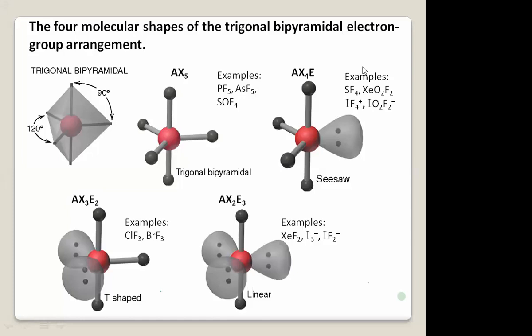Molecules that follow that are presented on the slide. You have SF4, XeO2F2, IF4 plus, IO2F2 minus. You will see that in all of them, the central atom has 4 terminal atoms attached to it, because there is a lone pair that is already occupying the space.